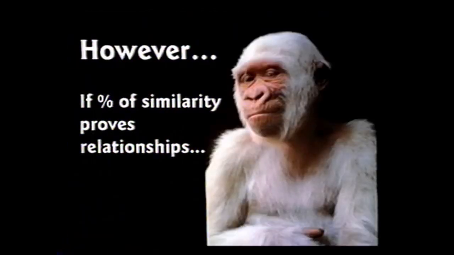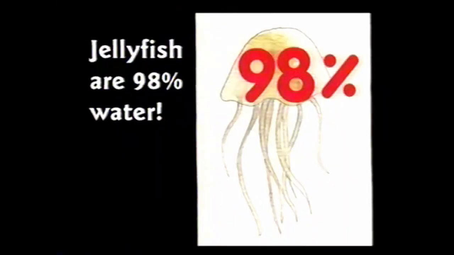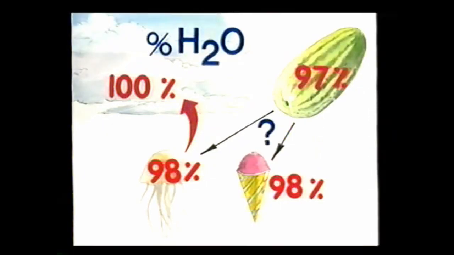I'm a research scientist. I've been doing research on the similarity of various objects based upon their water content. I discovered in my research that clouds are 100% water. Watermelons are 97% water. Only 3% difference. That proves they had a common ancestor 19.6 million years ago. Not only that, I discovered jellyfish are 98% water. Ooh, the missing link. And so are snow cones. They're 98% water too. They're identical twins. Take a bite out of them. You can't tell the difference.